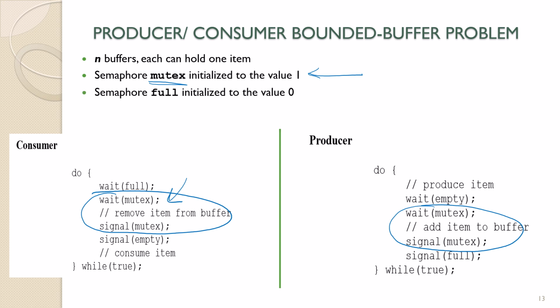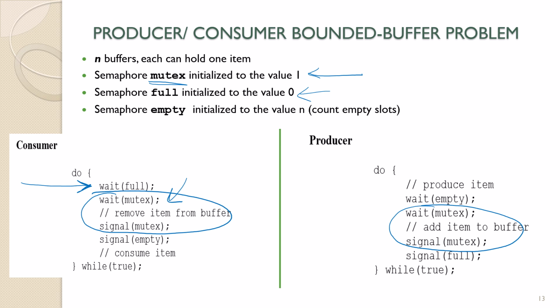You also have a semaphore, full, that would be initialized to 0 because there is nothing there, it's not full yet. And then empty would be initialized to n to count how many empty slots there are. So this is the idea. The consumer is going to have to wait if it's empty, and the producer is going to have to wait if it's full.